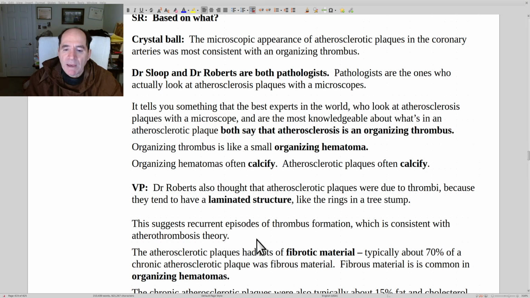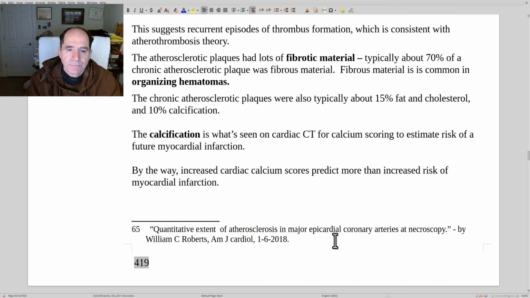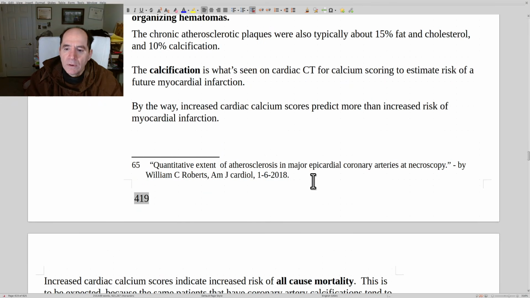Okay. Atherosclerotic plaques have a lot of fibrotic material. Typically, 70% of an atherosclerotic plaque, a chronic plaque, is fibrotic material. Yeah, because it becomes organized. That's what they meant by organizing hematoma over time, and you have fibrotic material in there, collagen. The typical atherosclerotic chronic plaques also have about 15% fat content. They contain cholesterol and then some calcification. And we see the calcification. Yeah, I see it all day, every day, because the typical Westerner has tons of atherosclerosis.